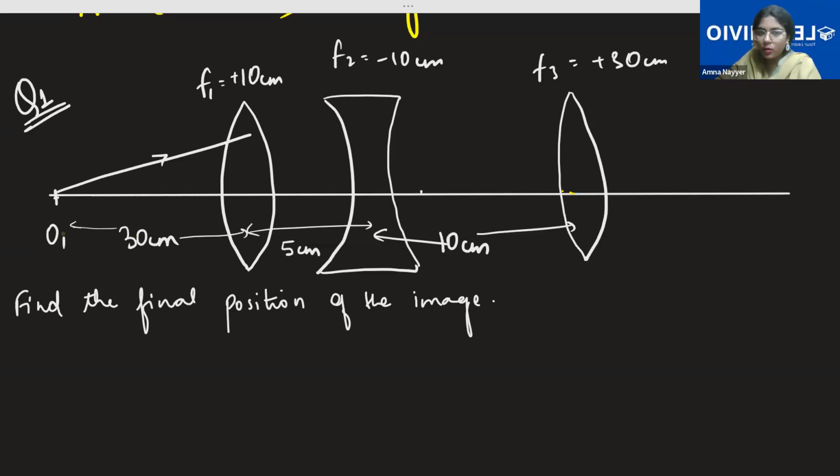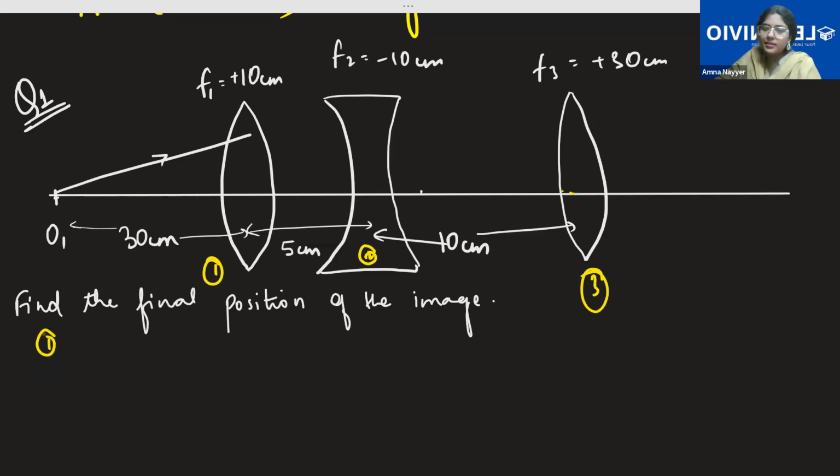So this is our object O1, which is put at a distance of 30 centimeters in front of the lens. Focal length is 10 centimeters. For the final position, we need to get the individual positions first. This is how you have to solve every question. So let's say this is the first lens, this is the second lens, this is the third lens.